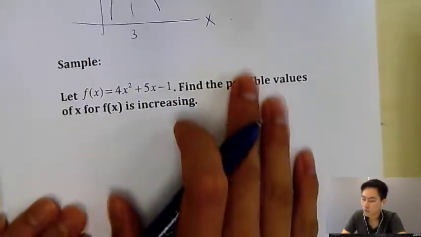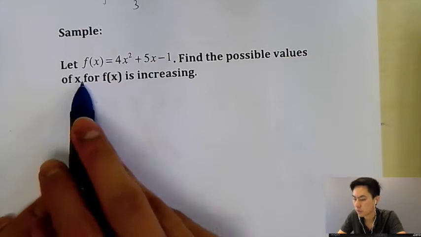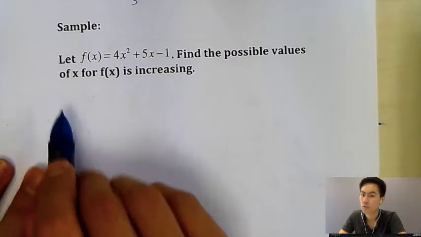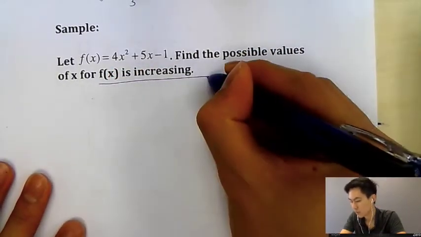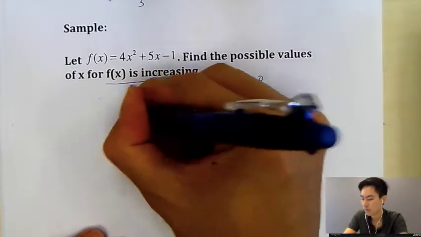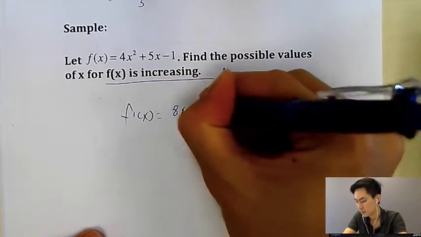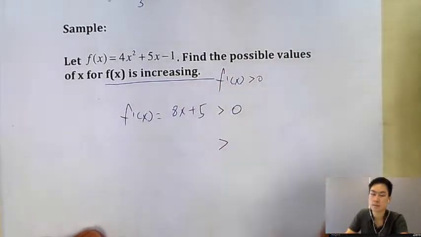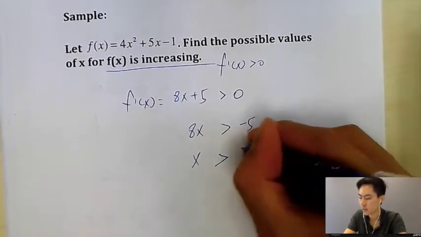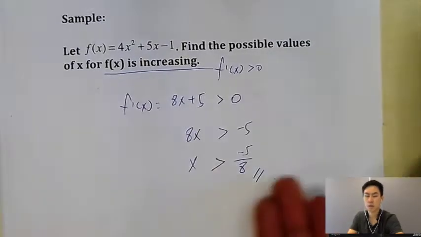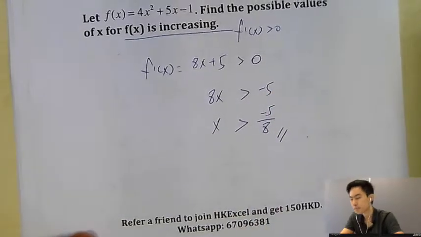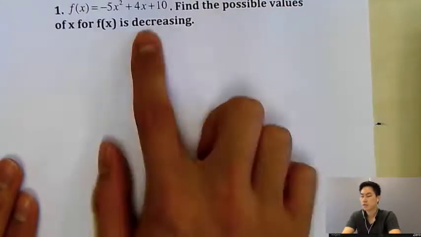So the sample question here: f(x) equals 4x squared plus 5x minus 1. Find the possible values for x for which f(x) is increasing. Whenever you see this word, always think of f'(x) bigger than 0, right? So f'(x) is equal to 8x plus 5, and I know that the whole thing must be bigger than 0. So 8x bigger than minus 5, and then x is bigger than minus 5 over 8. That's all the possible values.